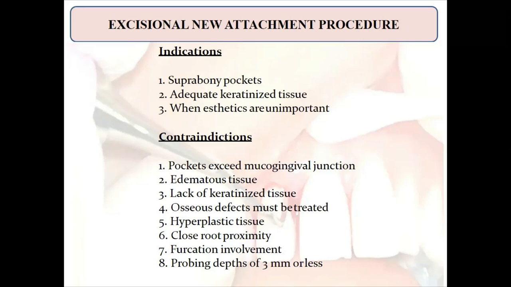You cannot perform the excisional new attachment procedure where pockets exceed the mucogingival junction, or where there is edematous tissue. You cannot do this procedure where there is a lack of keratinized tissue, that means marginal gingiva plus attached gingiva. If it is not adequate, you cannot go for the ENAP procedure. Osseous defects must be treated beforehand if you're doing the ENAP procedure. If there is hyperplastic tissue, the roots of molars are very closely placed, furcation involvement is present with respect to molars, or probing depth is more than 3 mm, you cannot go for the excisional new attachment procedure.